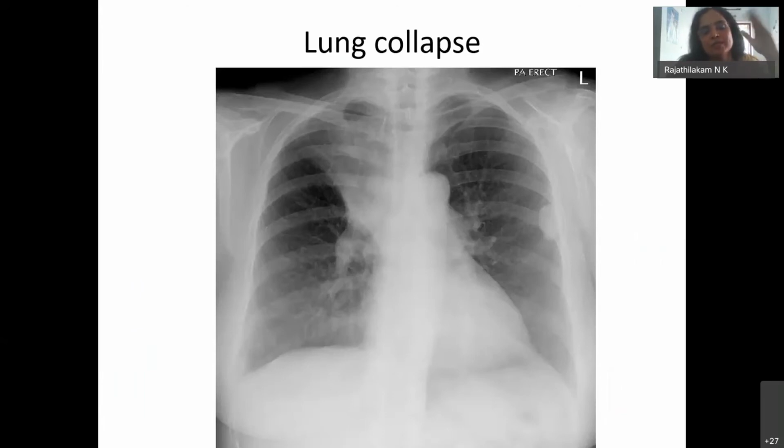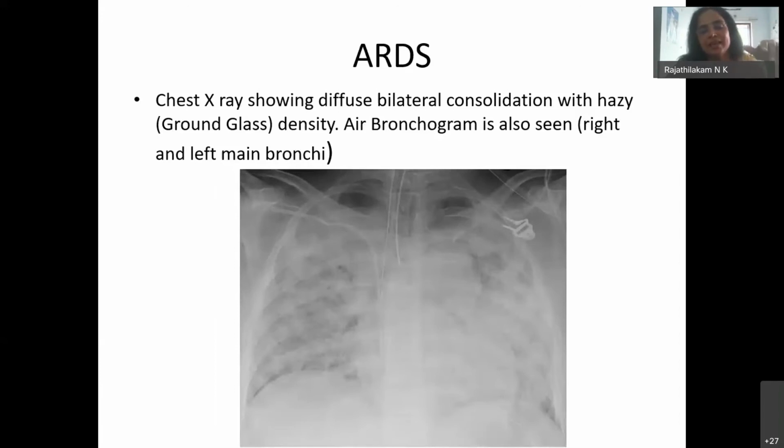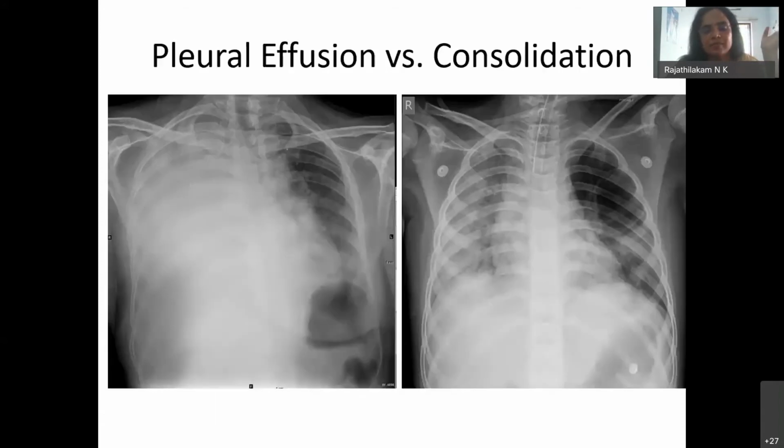This is lung collapse. Next slide. This is ARDS, bilateral homogeneous opacities with ground glass appearance and air bronchogram seen. Next slide. This is pleural effusion versus consolidation. Here air bronchogram is seen. This is homogeneous opacification. Next slide.